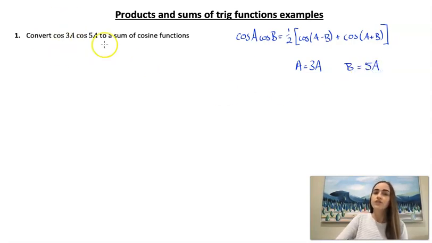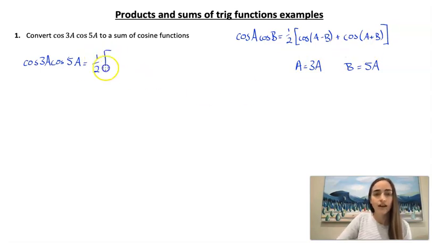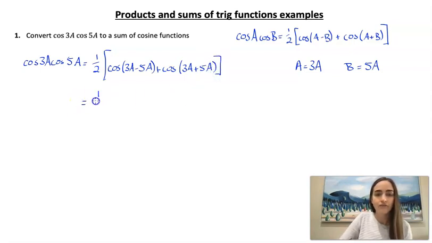All right, so using that, we can say that cos 3a cos 5a is equal to, and we're just going to substitute in here. So we'll end up with a half outside of cos of 3a minus 5a plus cos of 3a plus 5a. So then we can go and simplify that down. So we'll have a half outside of cos minus 2a plus cos of 8a.